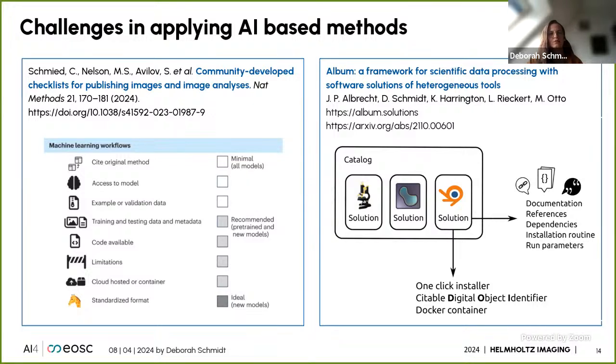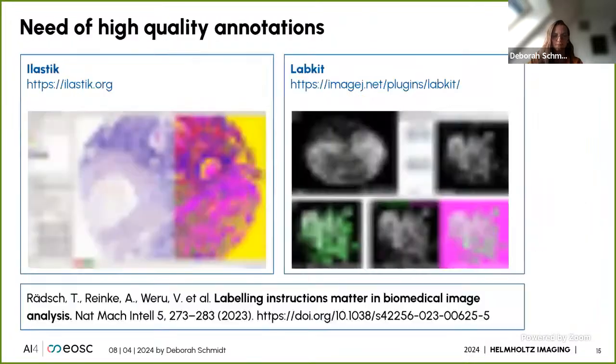And the second one I just want to briefly mention is a tool my group is developing and maintaining. It's called Album, a framework for scientific data processing with software solutions of heterogeneous tools, which provides a user-friendly way of wrapping specific software use cases into short Python scripts, including the metadata such as citations and also something like the virtual environment description. You can bundle these into topic catalogs and then host them decentralized on GitHub or GitLab. And then Album provides you with a user-friendly interface for running each of these software use cases in their own virtual environments. I won't go into detail here, but if you're interested, feel encouraged to reach out to us, please.